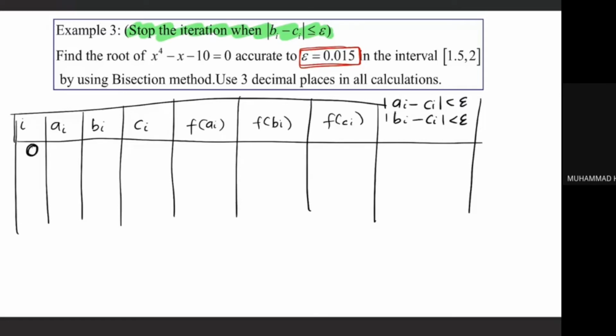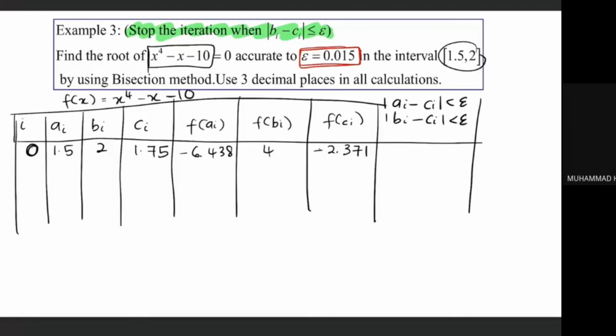We start the iteration, remember, at I equal to 0. For the first iteration, the first interval will be 1.5 to 2. The steps are the same, and then find the middle point, which is 1.75. Then substitute A, B, C in f(x). This is our f(x): f(x) equals x to the power of 4 minus x minus 10. When you calculate, you will get negative 6.438, and then negative 2.371.